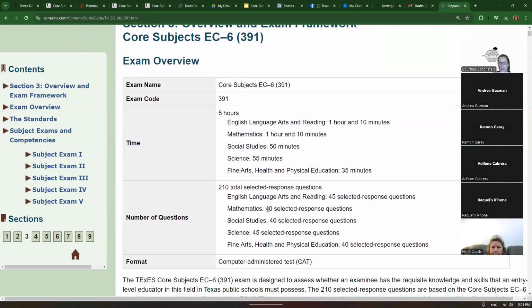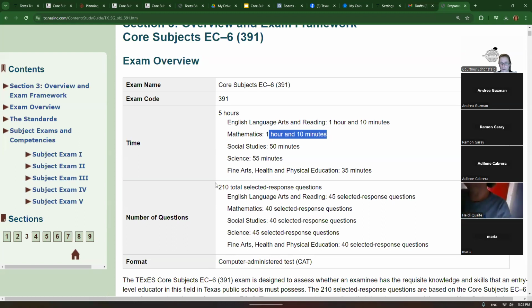So for math, you have 40 questions, an hour and 10 minutes, right? So less than 2 minutes per question. Some of them will be pretty quick and easy to get through, but some of them might take you a little bit longer than 2 minutes. So you have to budget your time, right? So definitely recommend you look through all of the information in this manual, especially the practice questions, because they're very similar to the questions on the real test. So that's a really good resource.